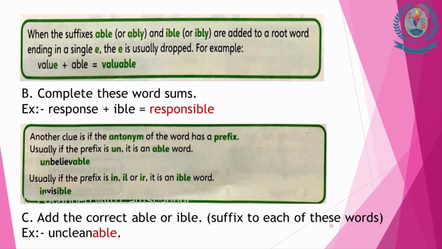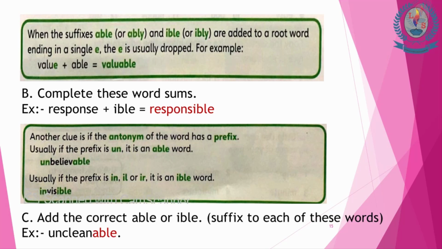Let's do part B. Complete these word sums. As an example, first one is done for you. First word, response plus ible. What is the word here you can get? Response is a word ending in a single e. So, you need to drop letter e and then add the word ending ible. So, the answer is responsible.